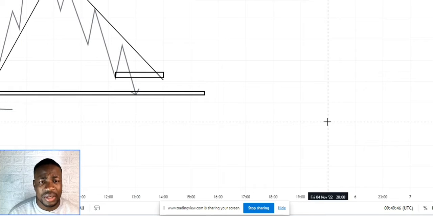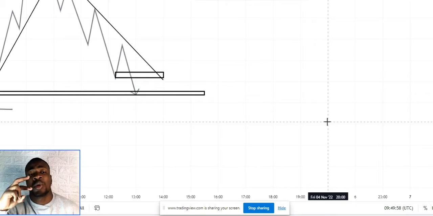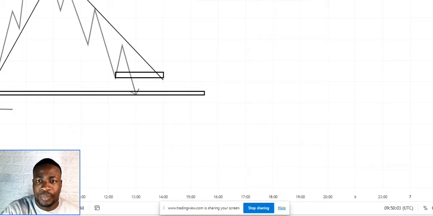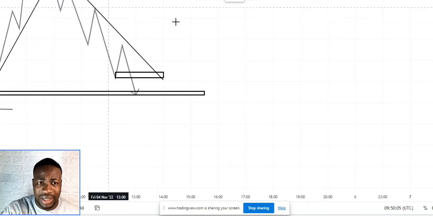I just taught you how to identify this. If you don't understand, just go through the video again. You are going to pick it up. Where is the most recent support and resistance level? You mark those two levels out. Fourth thing that you are going to do is look to take your trades within those two boundaries.